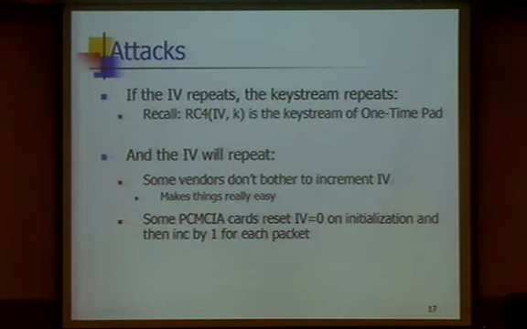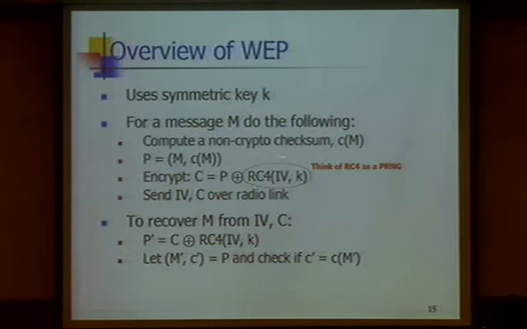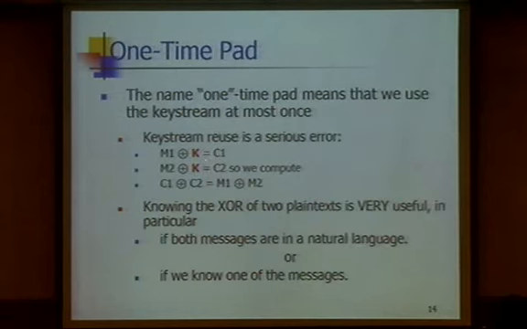So if the initial vector repeats, then this key stream value also repeats. And as in the case of the one-time pad, if the key stream is repeated more than twice, we can easily decrypt the ciphertext. We can easily decrypt ciphertext by simply XORing two ciphertexts like this.